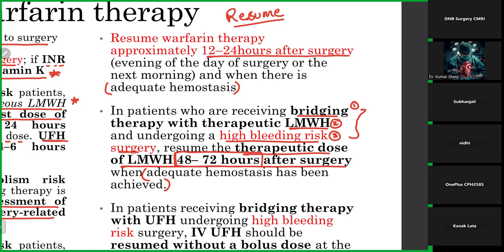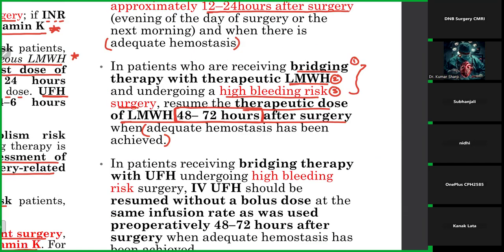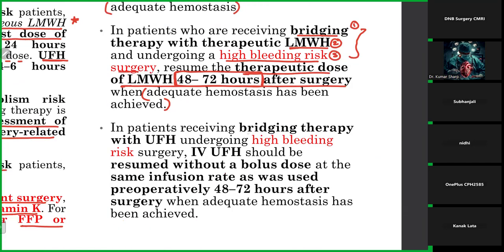Okay. In patients receiving bridging therapy with UFH, unfractionated heparin, and undergoing high bleeding risk surgery, intravenous UFH should be resumed without a bolus dose at the same infusion rate as was used preoperatively, 48 to 72 hours after surgery. So basically, in both the cases of LMWH and UFH, you are resuming at 48 to 72 hours. And this was the category of patient in which you had done the bridging therapy.